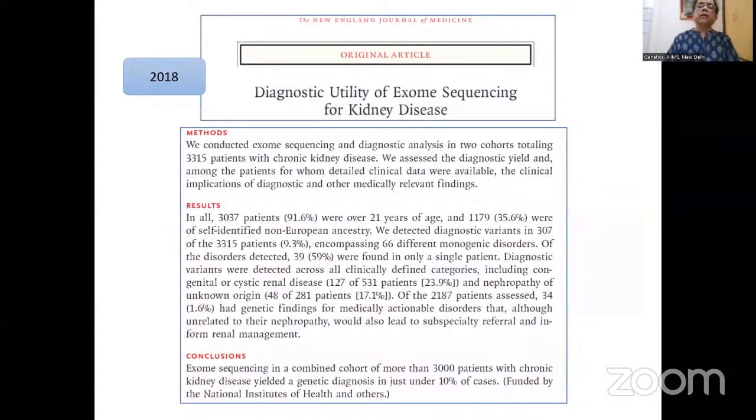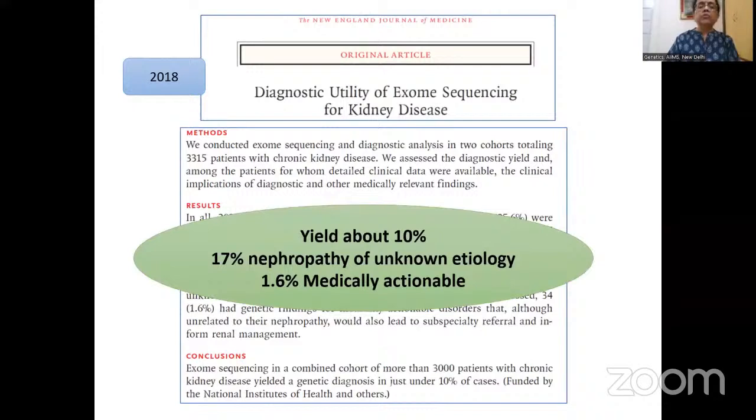Now coming on to some renal specific literature. This is a publication from NEJM, a large cohort of more than 3,000 patients, where they tried to find out the yield of exome sequencing for kidney diseases, and various groups of diseases were included in this cohort. The conclusion was that the yield was about 10%, which were specific monogenic disorders like cystic renal diseases also. But importantly, in about 17% of nephropathies of unknown etiology, they could find a cause.